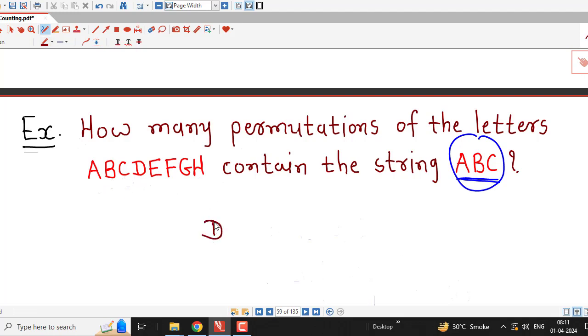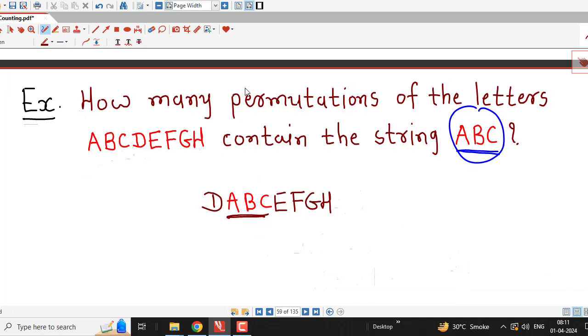another such permutation is D, then I am writing ABC as a string, and then I am writing E, F, G, H. So this is one such arrangement which contains the string ABC. So ABC must occur as a block, and we have to count the number of such permutations.